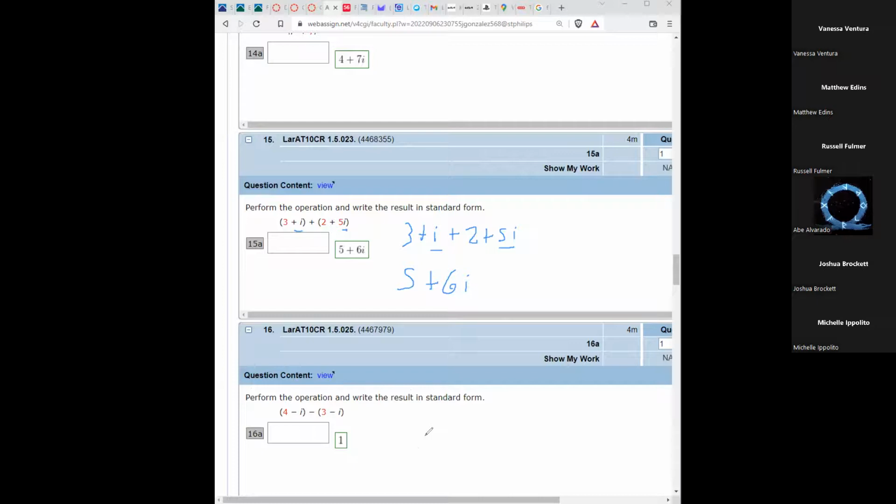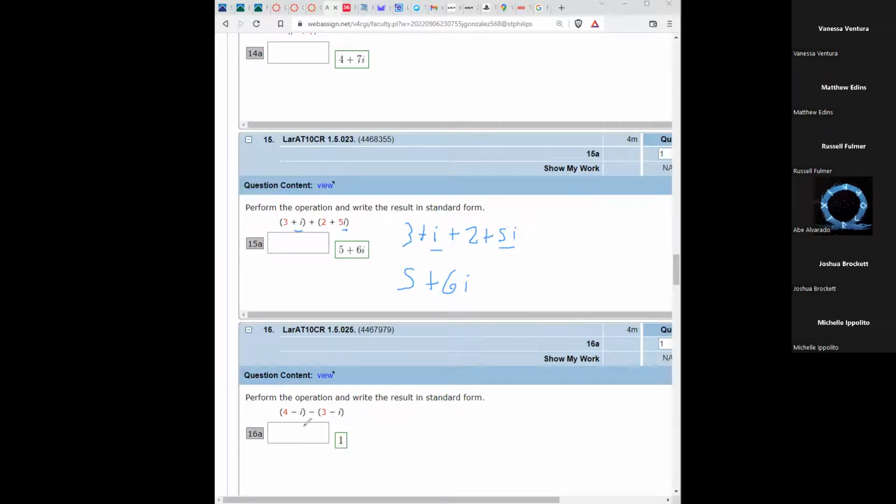Wait, how did you get the 6? Oh, we have a single i plus 5i. So one. Okay, so that's a 1. Yeah, there's one i. It's just one of them. It's like x plus 5x, right? That's just 6x.